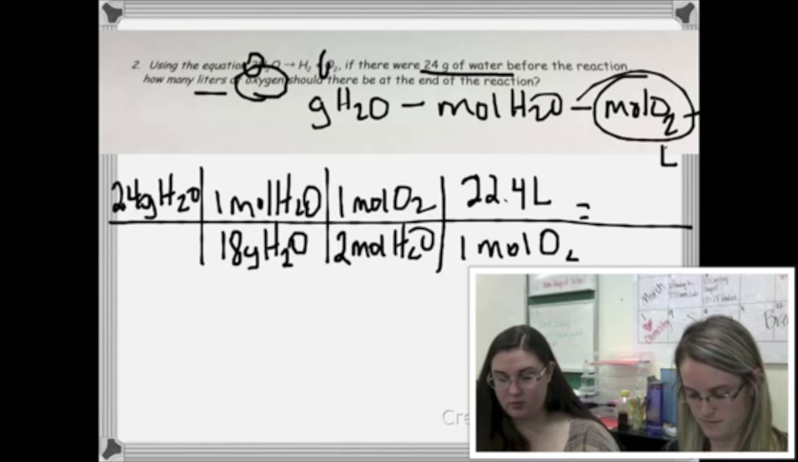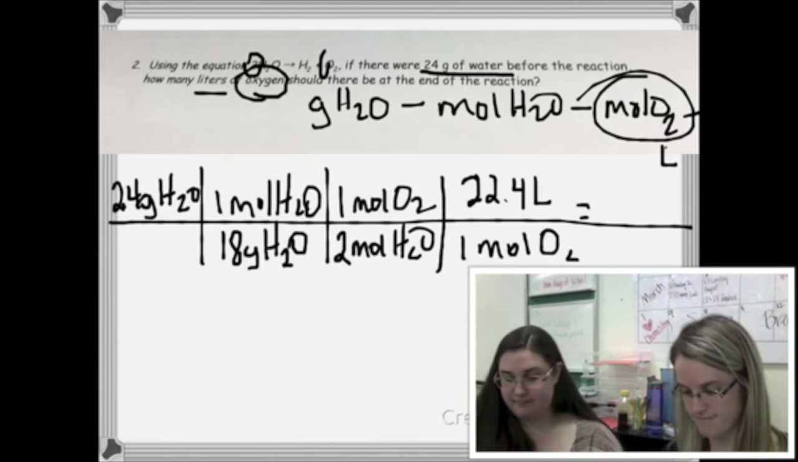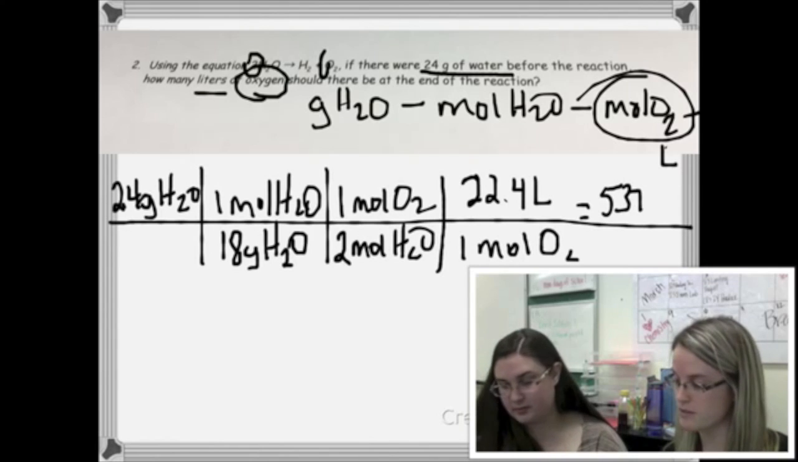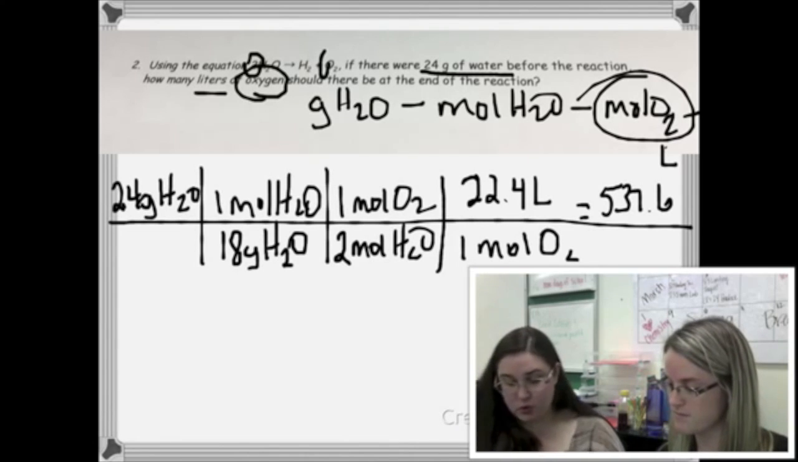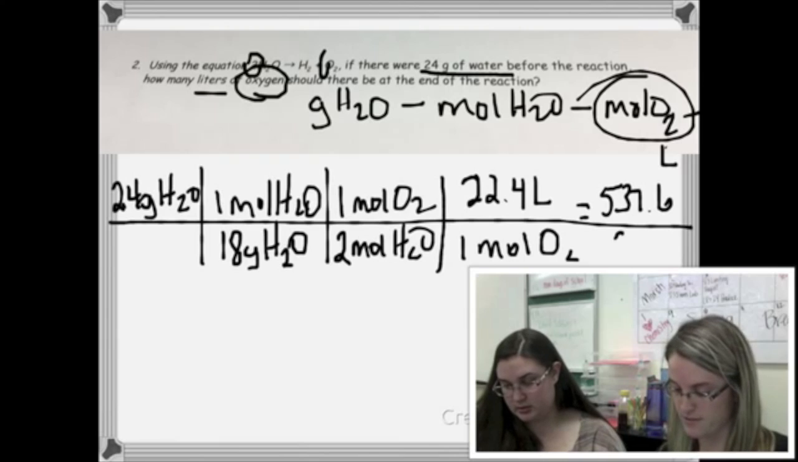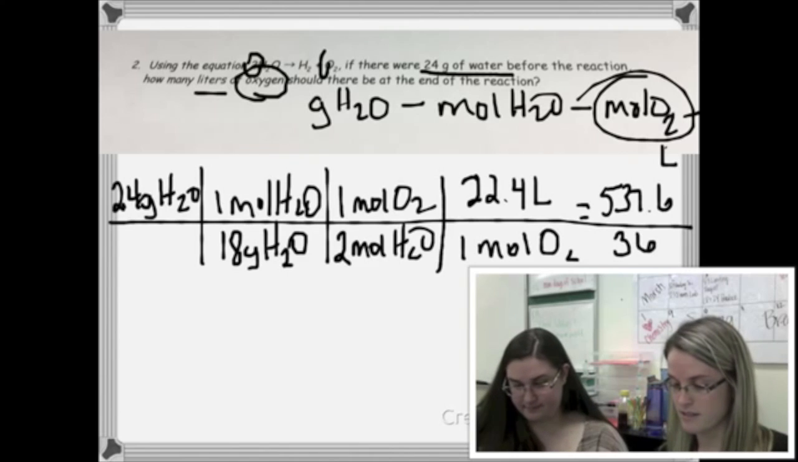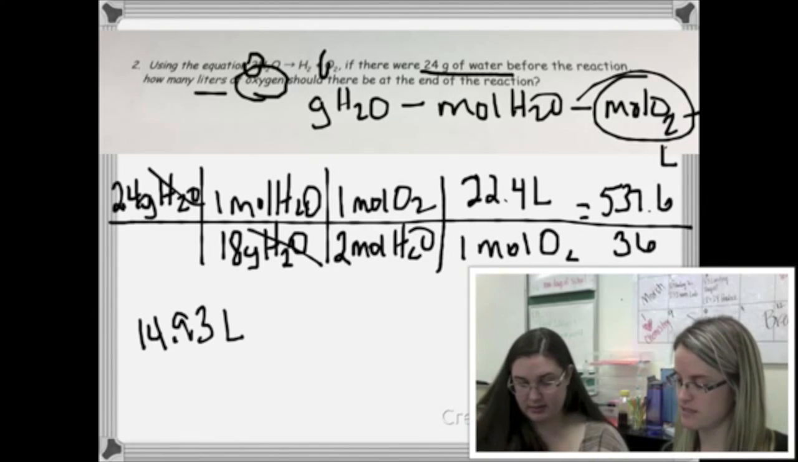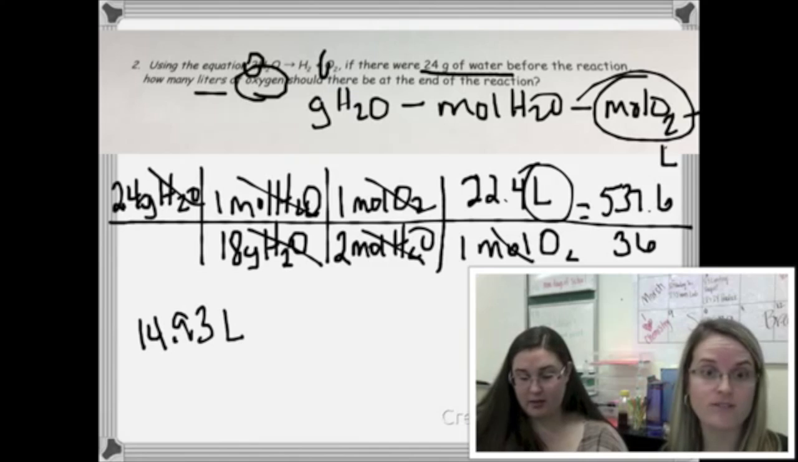So 24 times 22.4. We're going to multiply across the top and then write our answer out. Across the top would be 537.6. And then on the bottom is 18 times 2, which is 36. So now I have to do 537.6 divided by 36, which is equal to 14.93 liters, because everything else cancels out, leaving me with liters. More specifically, it would be liters of oxygen.